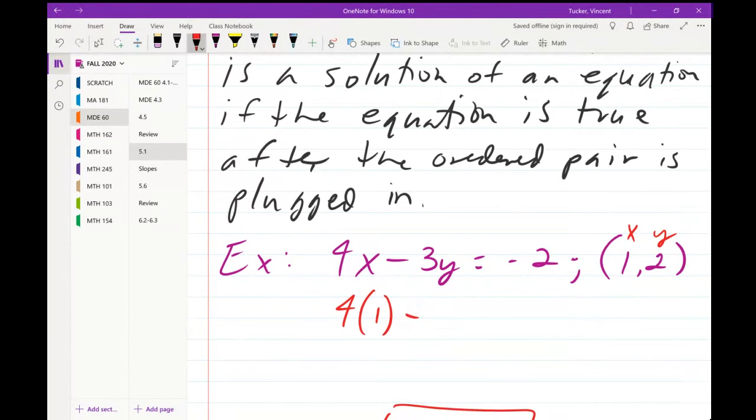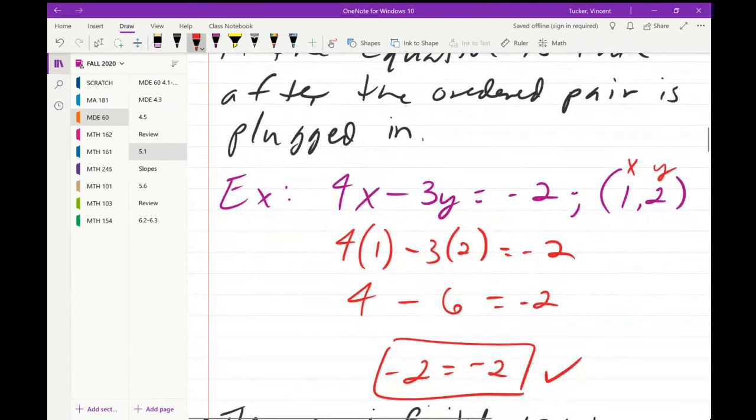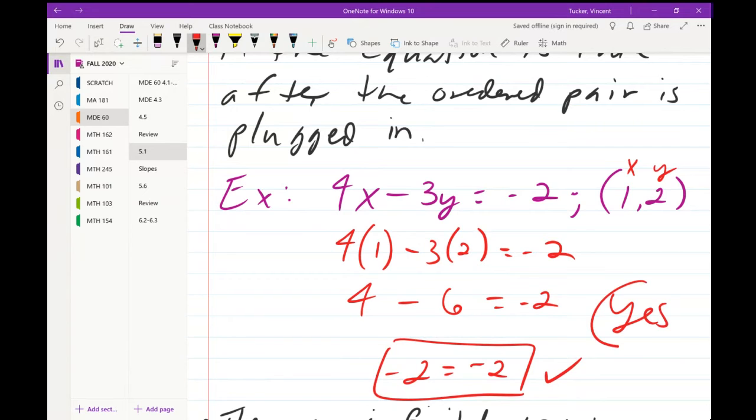So it's 4 times 1 minus 3 times 2 equal to negative 2. 4 times 1 is 4. 3 times 2 is 6. So 4 minus 6 is negative 2. Negative 2 is equal to negative 2 is true. So yes, it is a solution.